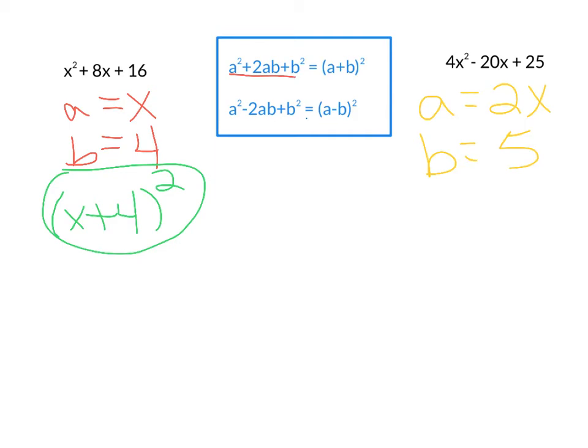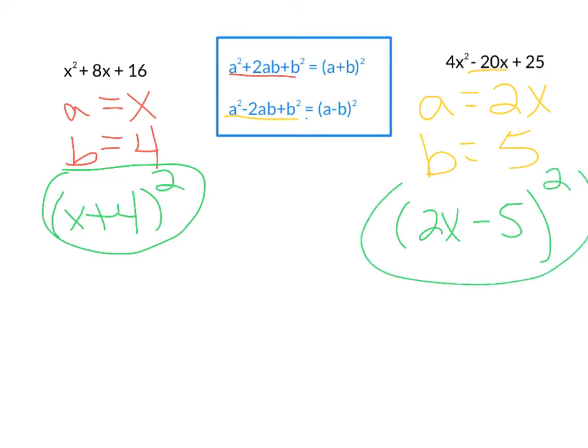If I multiply the 2x and the 5 together, I get 10x. If I double it, I get 20x. But since this is negative 20x, it follows our second pattern, which means that my polynomial factors into 2x minus 5, and then I square that entire binomial. So there's my special pattern factored.